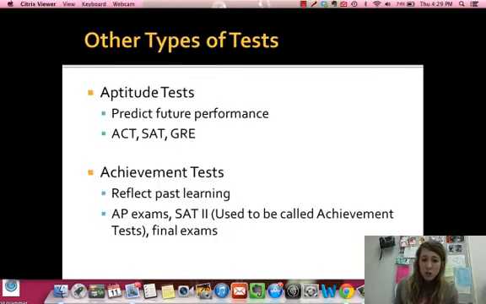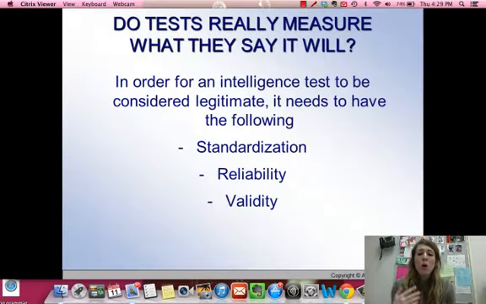Other types of tests that you should know are aptitude and achievement tests. Aptitude tests are meant to predict your future performance: the ACT, the SAT, the GRE. Achievement tests are meant to measure what you've learned. So the AP exam is an example of an achievement test. Final exams are achievement tests. I'm measuring what you've learned, not what you can do in the future. Okay, so what do these tests really measure, and how do we know that they're actually legitimate tests?